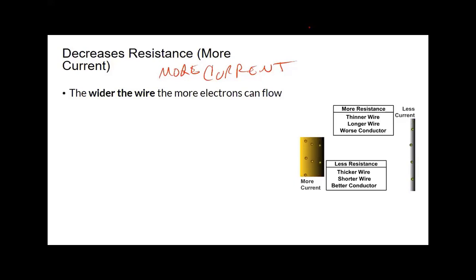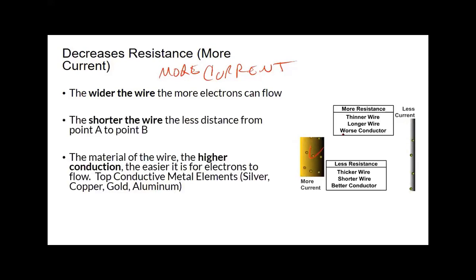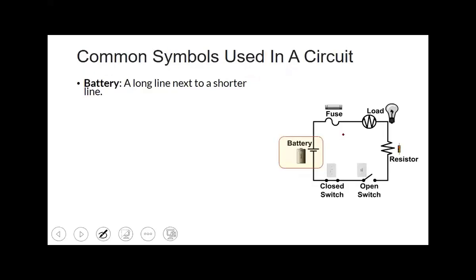So the wider the wire, that's good. We're going to have more current. The wider the wire, I'm going to get more electrons through there. The shorter the wire, that's going to be good. The better the conductor, that's also going to be good. Once again, less resistance, more current. And then if I can keep it at the lowest temperature, that's also going to be good, and I'll have the most current in a wire that I want to flow some electrons through.